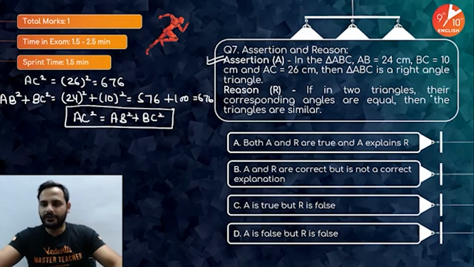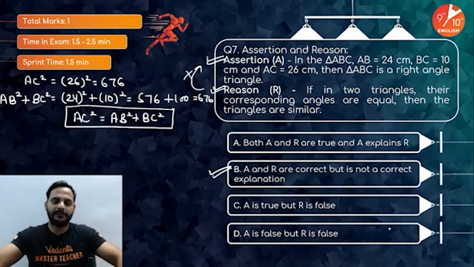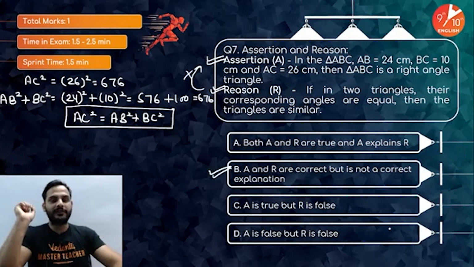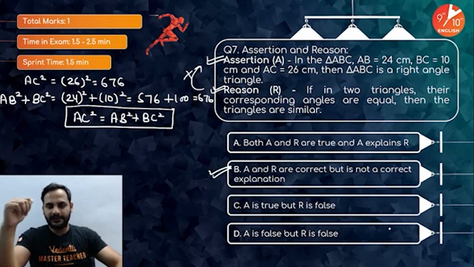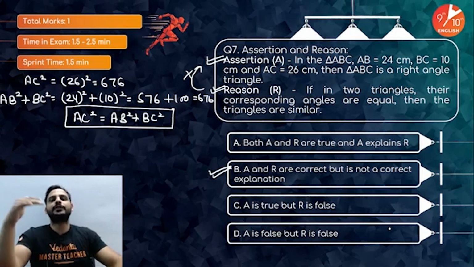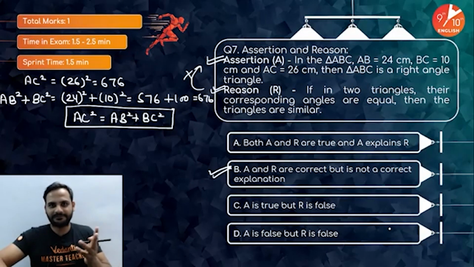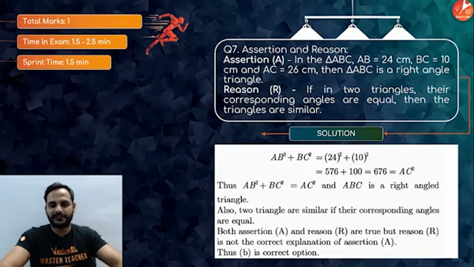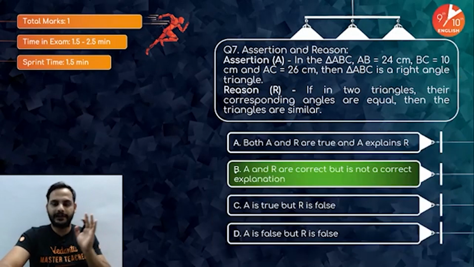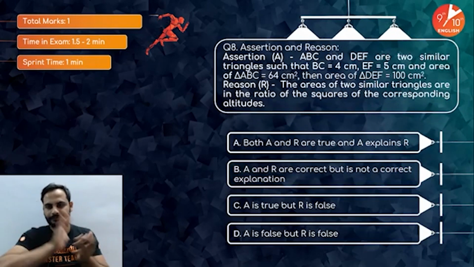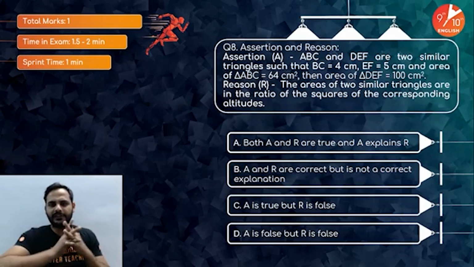Reason. If in two triangles, their corresponding angles are equal, then the triangles are similar. The reason is also correct statement, but not the correct explanation. Option B will be your correct answer. Here the correct explanation would have been what? That if in a triangle, square of the largest side is equal to sum of the square of other two sides, then the triangle will be a right angle triangle. The statement for converse of Pythagoras theorem. Right? So reason is not the correct explanation, although both are correct. Okay? Next question. Assertion and reason.